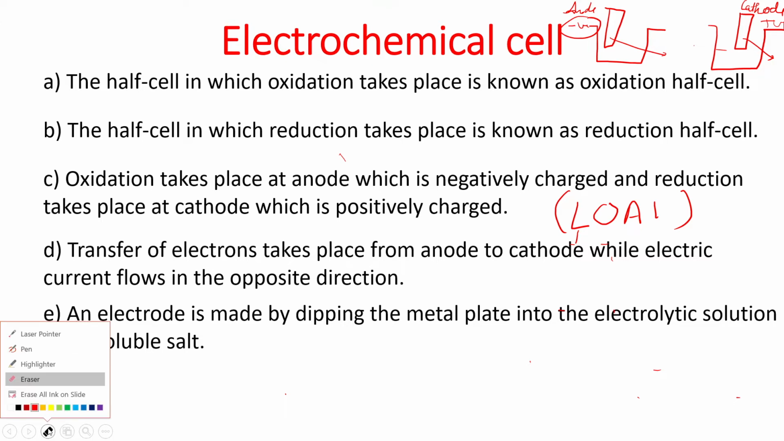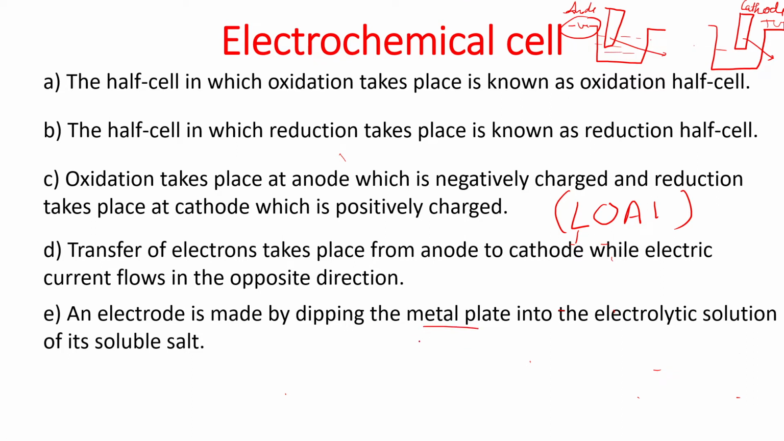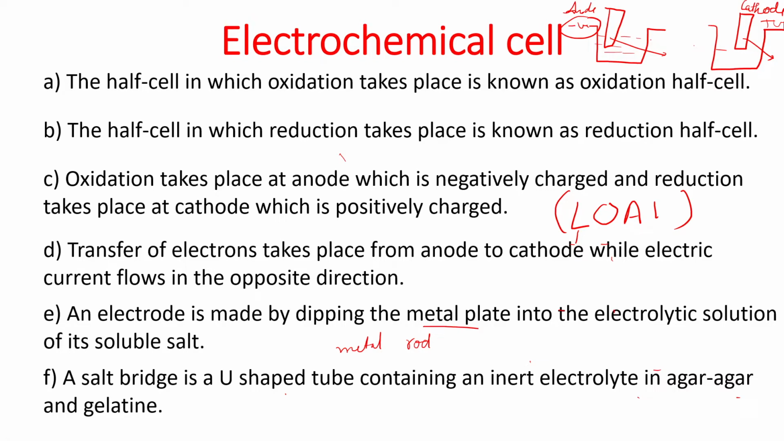An electrode is made by dipping a plate into the electrolytic solution. As you can see, these are two electrodes which are dipped in the electrolytic solution. The electrodes could be a metal plate or a metal rod. Okay. And both the cells in the electrolytic cell, that is the oxidation half cell and the reduction half cell, are connected by a U-shaped bridge that is called a salt bridge. The middle one is called the salt bridge.